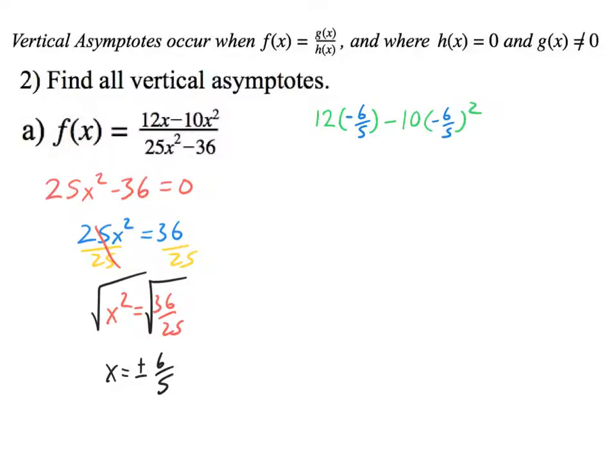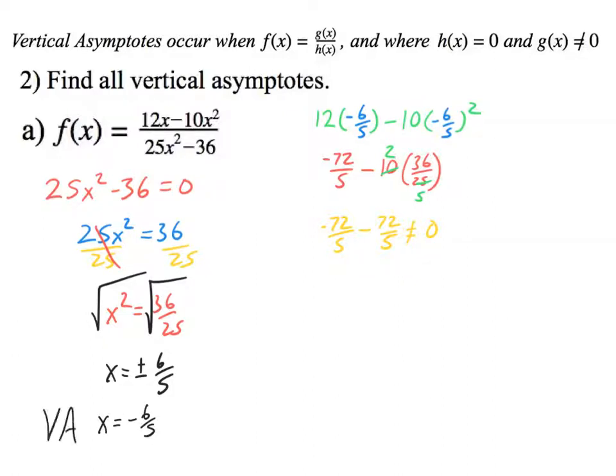Okay, so when I plug that in, what I have here is negative 72 over 5 minus 10 times 36 over 25. And if I reduce that, this will cross out with that, leaving 5 and a 2. So I end up with a negative 72 over 5 minus 72 over 5. Now, I don't really care what that equals. I just know it's not equal to 0. So because it's not equal to 0, I know now that x equals negative 6/5 is a vertical asymptote. So my vertical asymptote, I know x equals negative 6/5 is one of them.